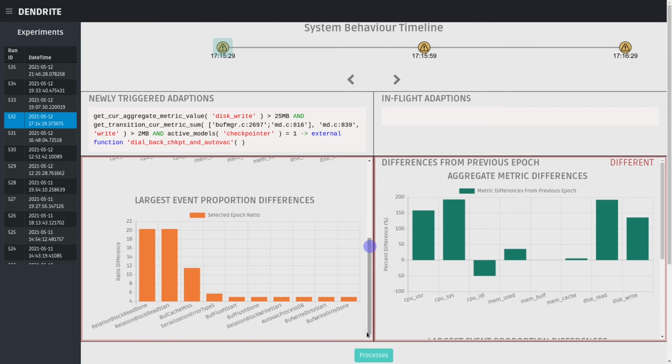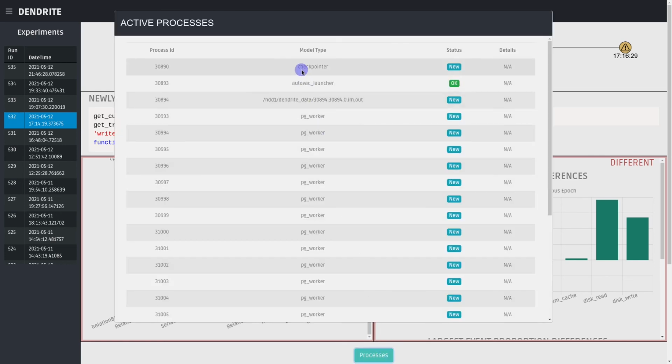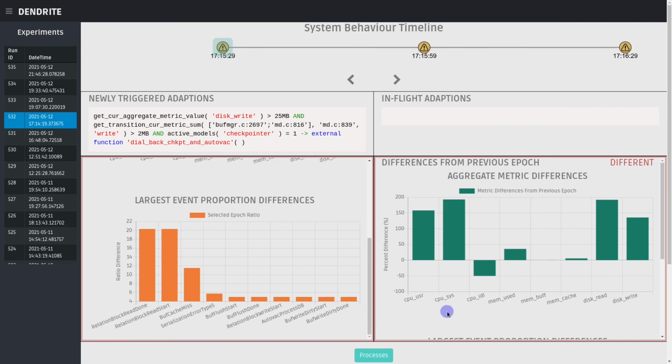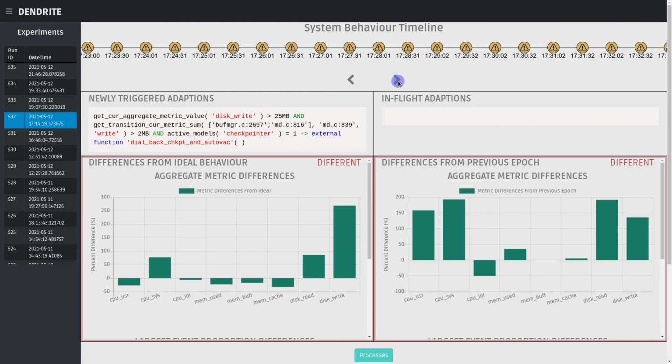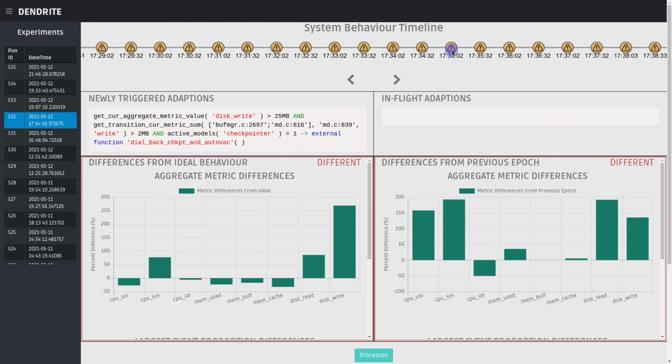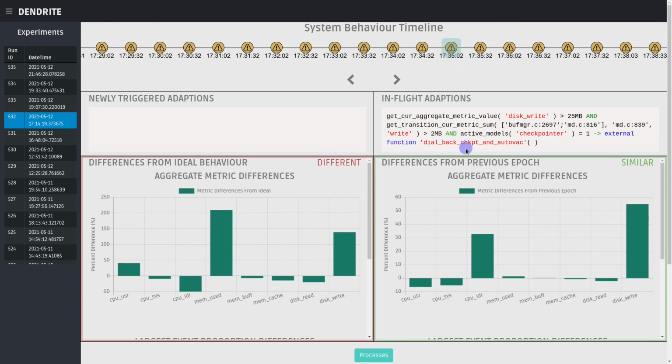Consulting the first time interval, we can see that there is an overall increase in disk activity compared to expected, and a disproportionate increase in reads, which is likely due to the system starting up. Consulting the processes panel, we can see that Dendrite has identified and determined that the checkpointer and auto-vacuum launcher processes are running. Although Dendrite's reaction is deployed immediately, PostgreSQL checkpoints take a significant amount of time to complete, which is why the behavior continues to be different from expected over time. We see these effects in subsequent intervals. The reaction rule is ongoing.